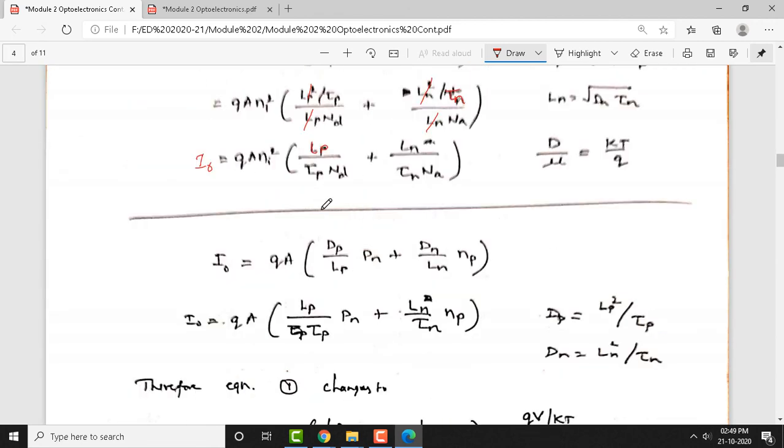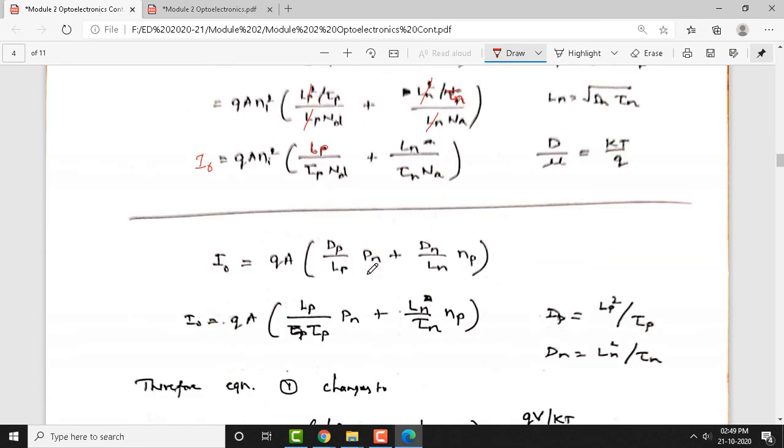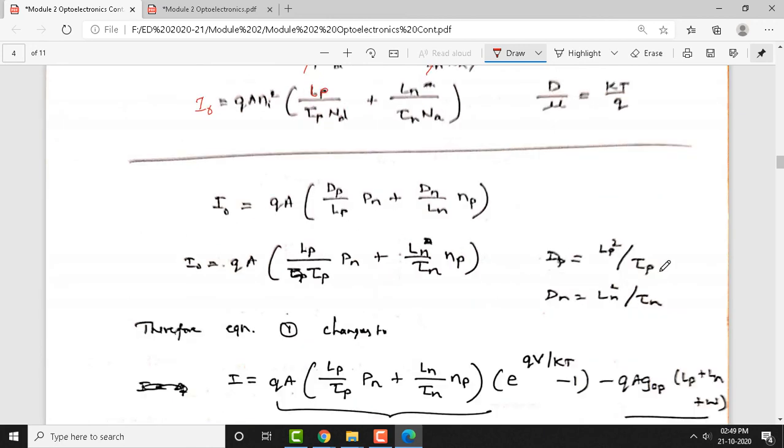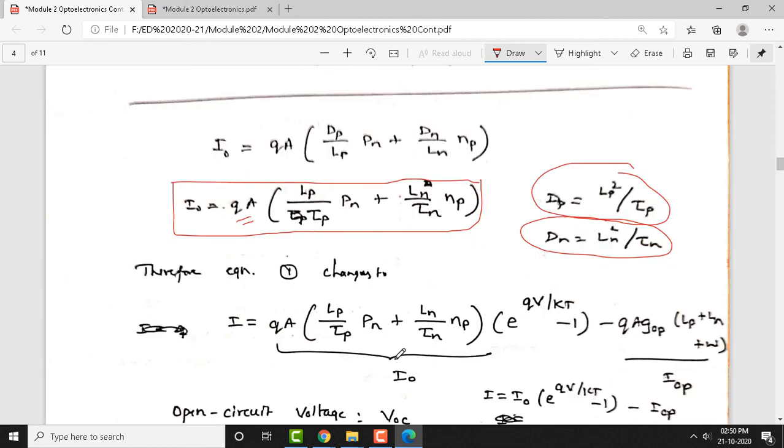Okay. So, you can see here this same equation can be written in an alternative way by substituting dP as Lp square by tau p straight away, and dN similarly, and you will get this equation. So, I naught is equal to q times A, Lp by tau p into Pn plus Ln by tau n into Np, by substituting this dP as this and dN as this. So, this is the final equation here for reverse saturation current.